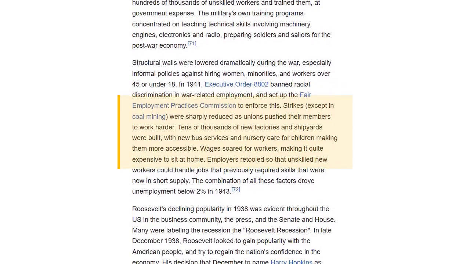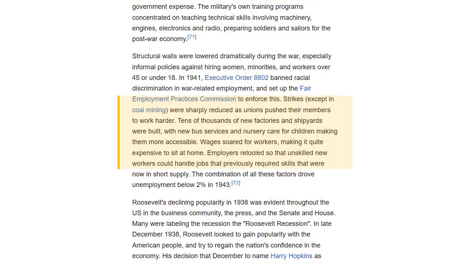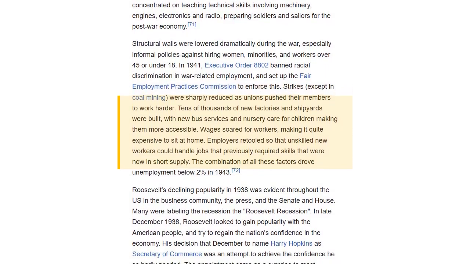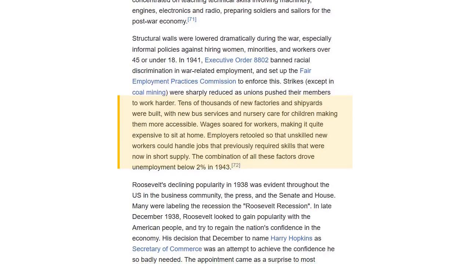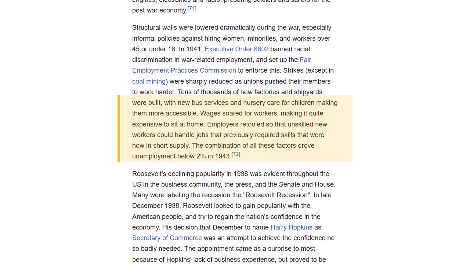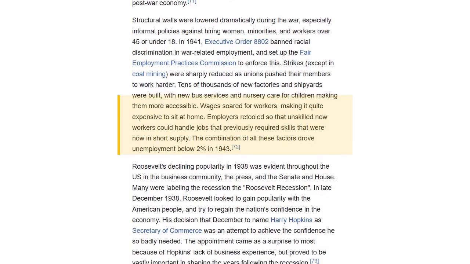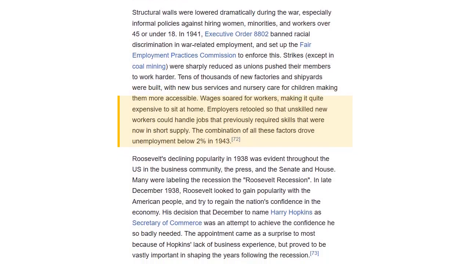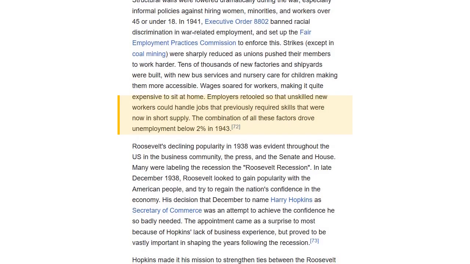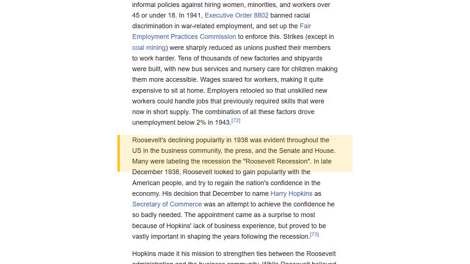Tens of thousands of new factories and shipyards were built, with new bus services and nursery care for children making them more accessible. Wages soared for workers, making it quite expensive to sit at home. Employers retooled so that unskilled new workers could handle jobs that previously required skills that were now in short supply. The combination of all these factors drove unemployment below 2% in 1943.